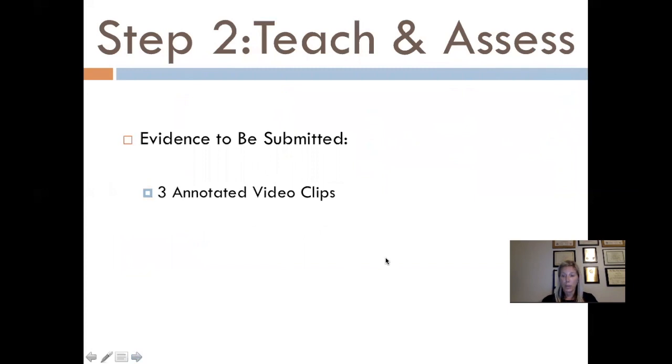For step 2 of cycle 1 for teach and assess, the only thing you are submitting are your 3 annotated video clips. So again, as a reminder, you will share your 3 video clips that you select from your bigger picture, right? So you have to self-select those clips. Your faculty and your cooperative group cannot pick your video clips for you or watch your whole video and tell you which clips you should pick.